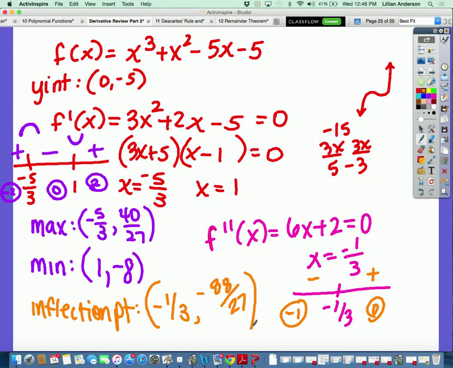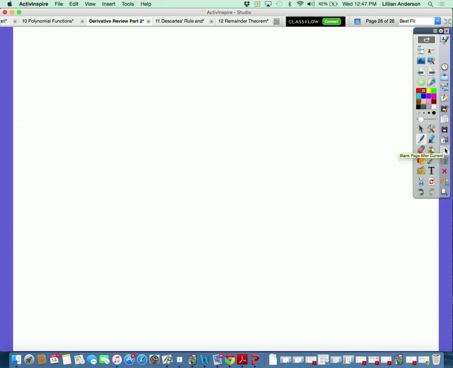So now we have a good amount of information to help us graph. We know what our ends look like. We know where it crosses the y-axis. We know where a max occurs, where a min occurs. We know where the inflection point is, and we know exactly where it should be increasing, decreasing, and increasing, and concave up and concave down. So let's put it all together in a nice coordinate plane.